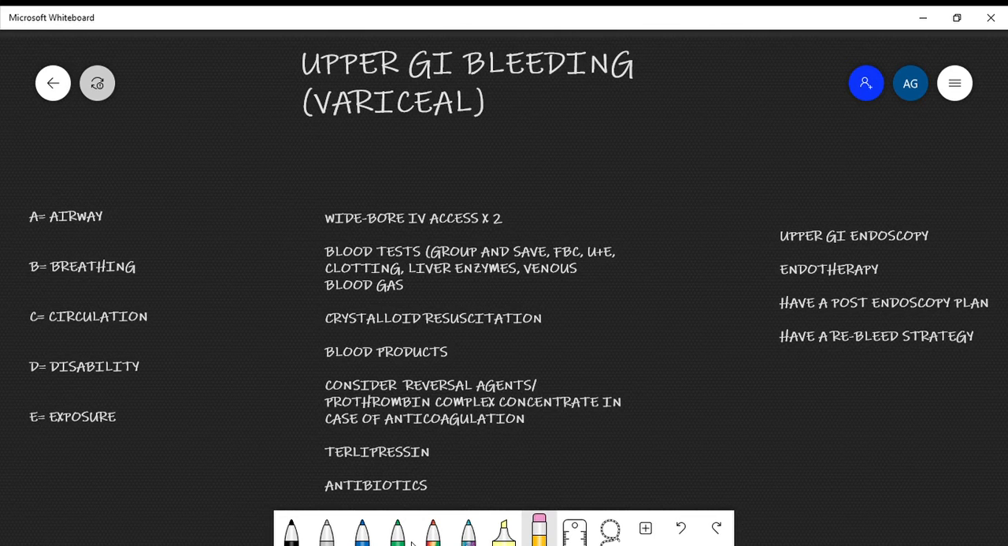Okay, so the initial assessment of the patient with the upper GI bleed. The correct way to assess these patients and the easiest way to assess them is through the ABCDE pathway. This is what I use in my clinical practice and provides you a structured overview of things that you need to look for in an unwell patient. So we start with airway, the A part.